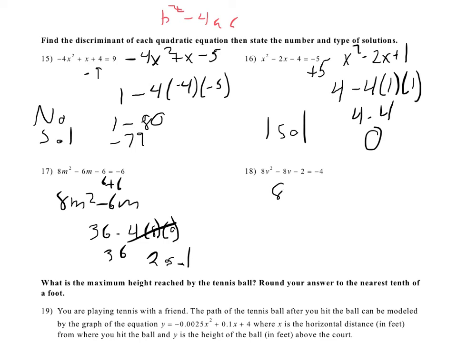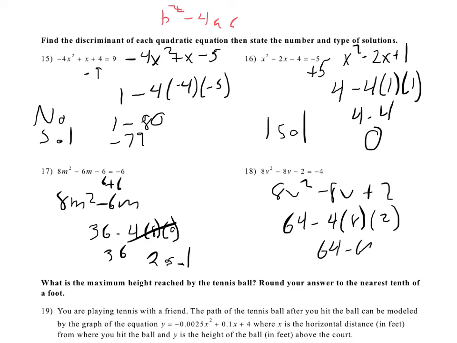Add the 4 over, 8v squared minus 8v plus 2. Negative 8 squared is 64 minus 4 times 8 times 2. 4 times 8 is 32 times 2 is 64, minus 64 is 0. 0 means I have one solution.